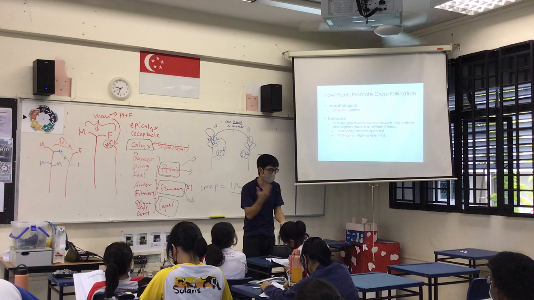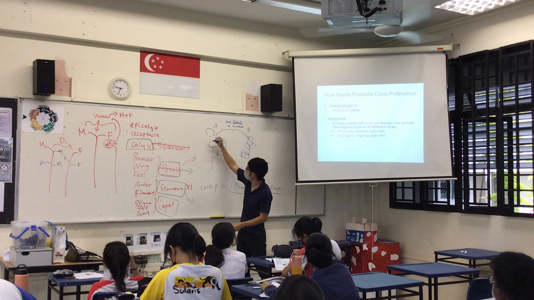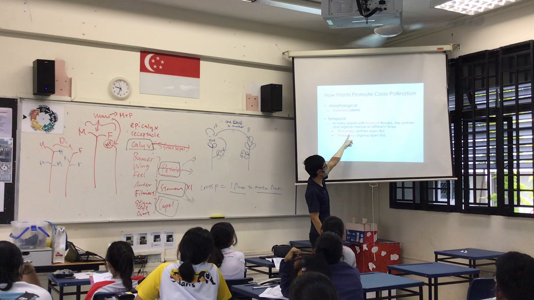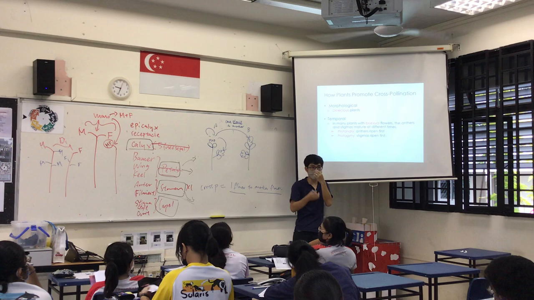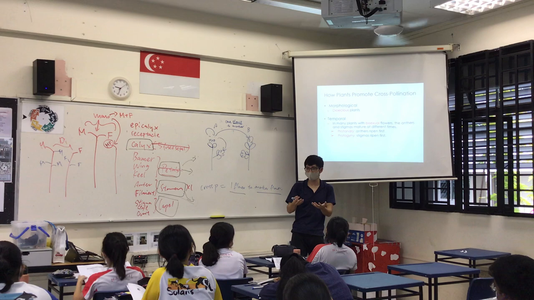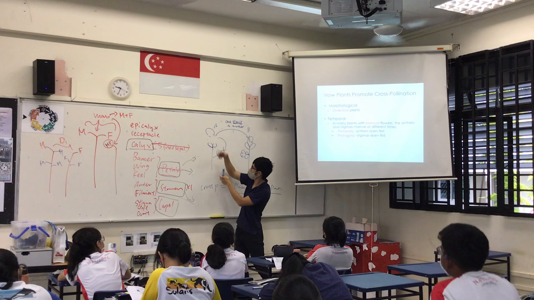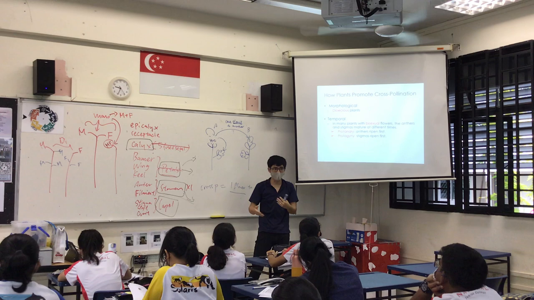But what if the plant is monoecious? Meaning, what if I have both male and female parts on the same plant? What to do? Well, plants have developed a way. We call this protandry or protogyny. Protandry, the anthers will ripen first before the female parts. Protogyny, the stigmas ripen first before the male parts. So in other words, at one point in time, I may only have a female part develop, then later on the male part develops. If they stagger their development, there's less chance they self-fertilize.